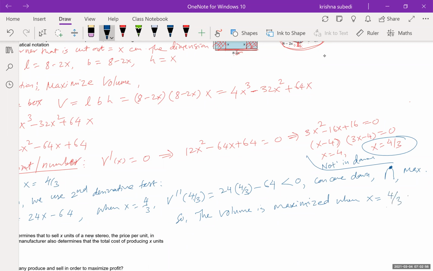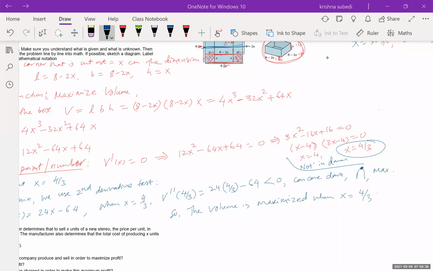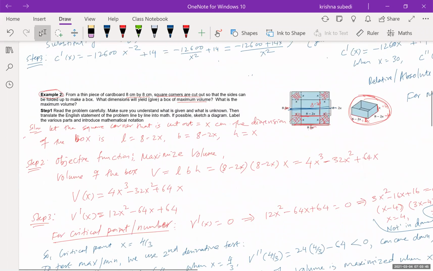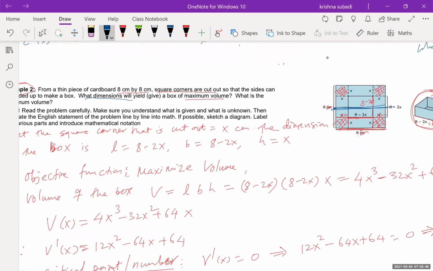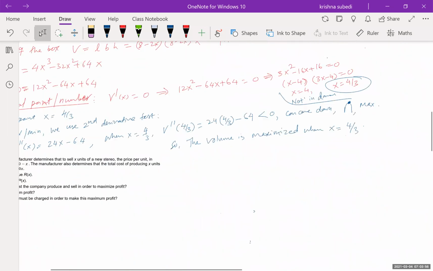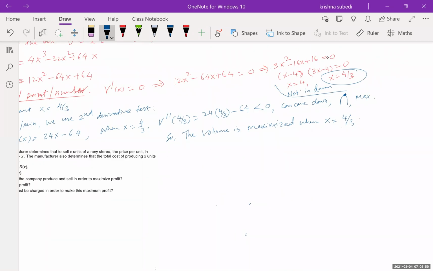Any questions so far? In these questions, we were required to find the dimension of the box as well as the volume of the box. Two things, okay? Look at the question: what dimension will give a box of maximum volume, and what is the maximum volume? So we need to find both. Now, dimension means L, B, H. The volume is maximized when x equals 4 over 3.